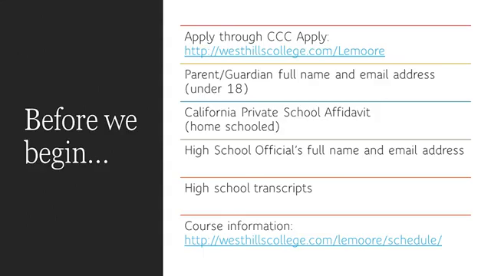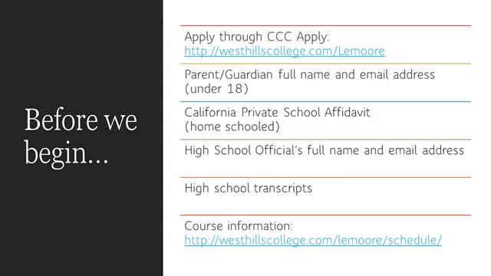If you are under the age of 18, you need to provide the full name of your parent or guardian and an email address. The parent email address has to be different from the one used for the student, so if your parent or guardian does not have an email address, please have them create one.